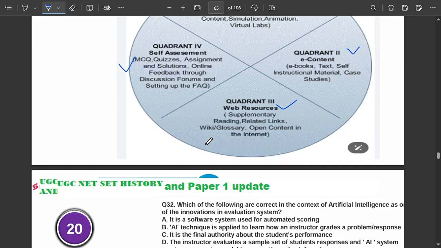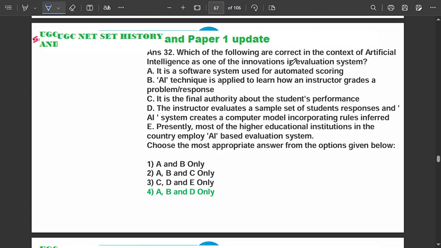Next question number 32. Which of the following is correct in the context of artificial intelligence? One of the innovations in the evaluation system. It is a software system used for automated scoring, and an AI technique is applied to learn how an instructor grades a problem or response. This is also correct. And it is the final authority about student performance. It is incorrect. And the instructor evaluates a sample set of student responses, and the AI system creates a computer model incorporating rules in fact. This is also correct.